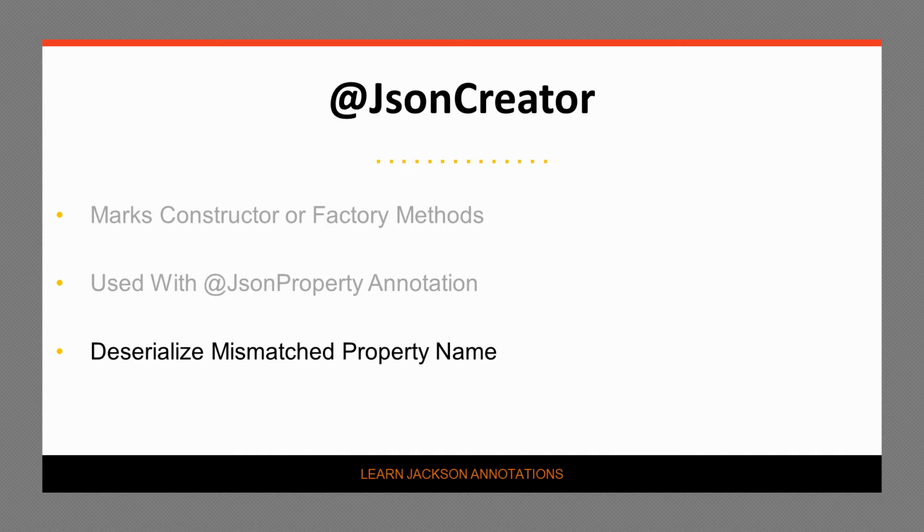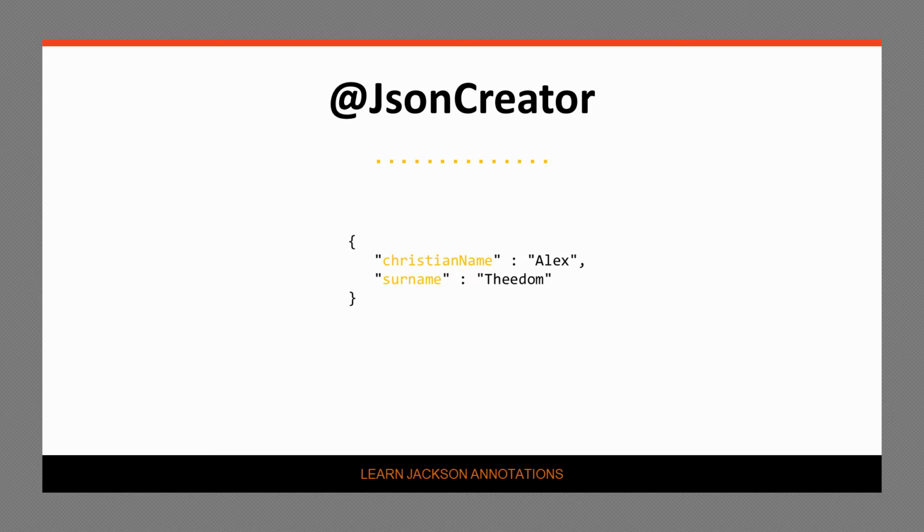Okay, let's take a peek at the JSON we're going to try to deserialize. In this JSON snippet, we have two properties that represent an author. However, the property names don't quite match the field names in our author class. In the author class, we have fields for first name and last name. What we want to do is to map the Christian name property to the first name field of the author class, and likewise the surname property to the last name field.